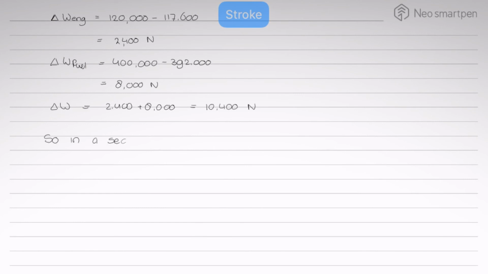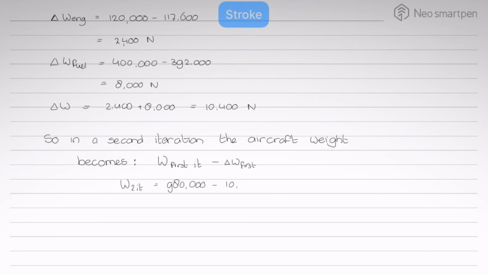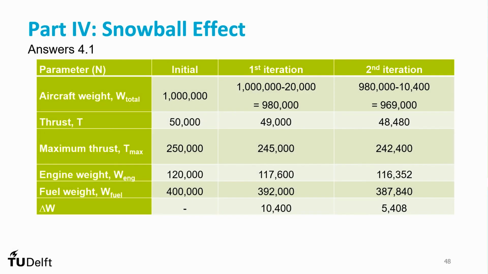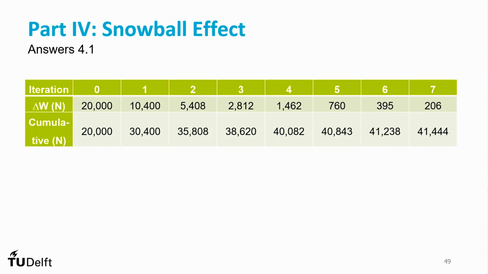If you now start your second iteration, you must first adjust the aircraft weight for this. Your second iteration starts with the weight of the first iteration minus the weight saving found in the first iteration, which gives 980,000 minus 10,400 newtons equals 969,000 newtons. And with that number, you start the next iteration until you have completed 5 of them. So this is what the first 2 iterations look like. And as you can see, the weight is slowly reducing. And after 7 iterations, we end up with a cumulative weight reduction of 41,444 newtons.